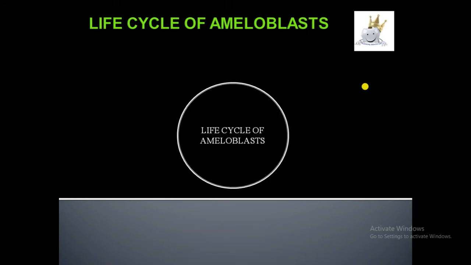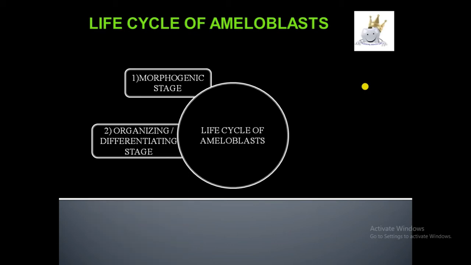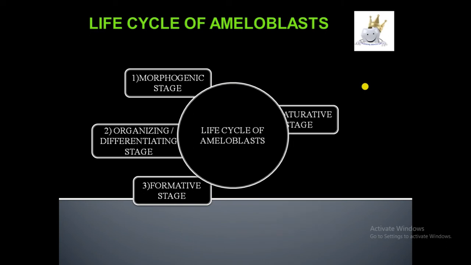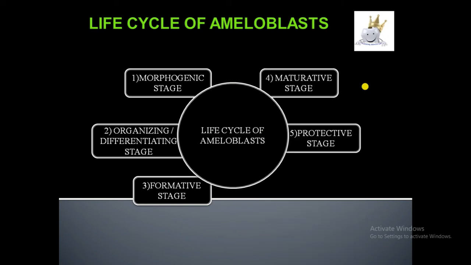Life cycle of ameloblast. There are 6 stages in the life cycle of ameloblast. The first stage is the morphogenic stage. Second goes to organizing stage, and third is the formative stage. Fourth is the maturative, fifth is the protective stage, and sixth is the desmolytic stage.